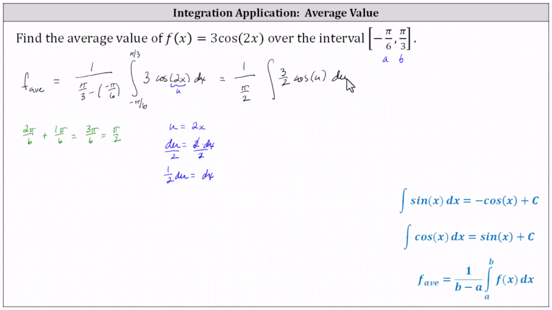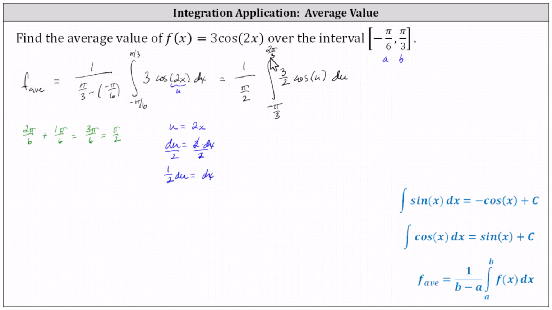And now let's find the new limits of integration with respect to u, where u equals 2 times x, which indicates when x equals negative pi divided by 6, u equals 2 times negative pi divided by 6, or negative pi divided by 3. And when x equals pi divided by 3, u is 2 times pi divided by 3, or 2 pi divided by 3, or 2/3 pi.